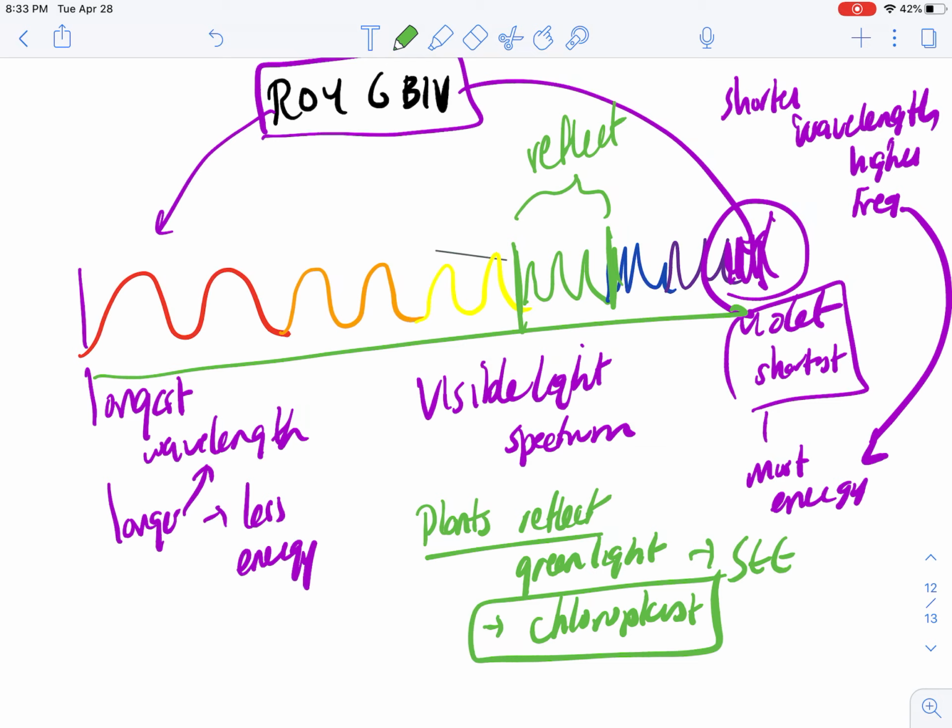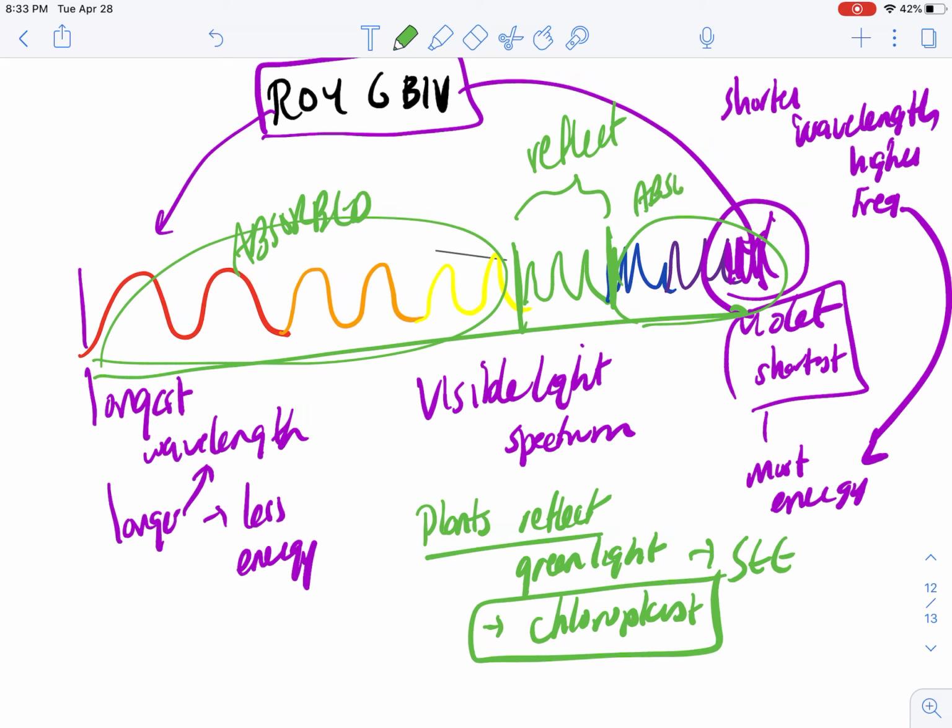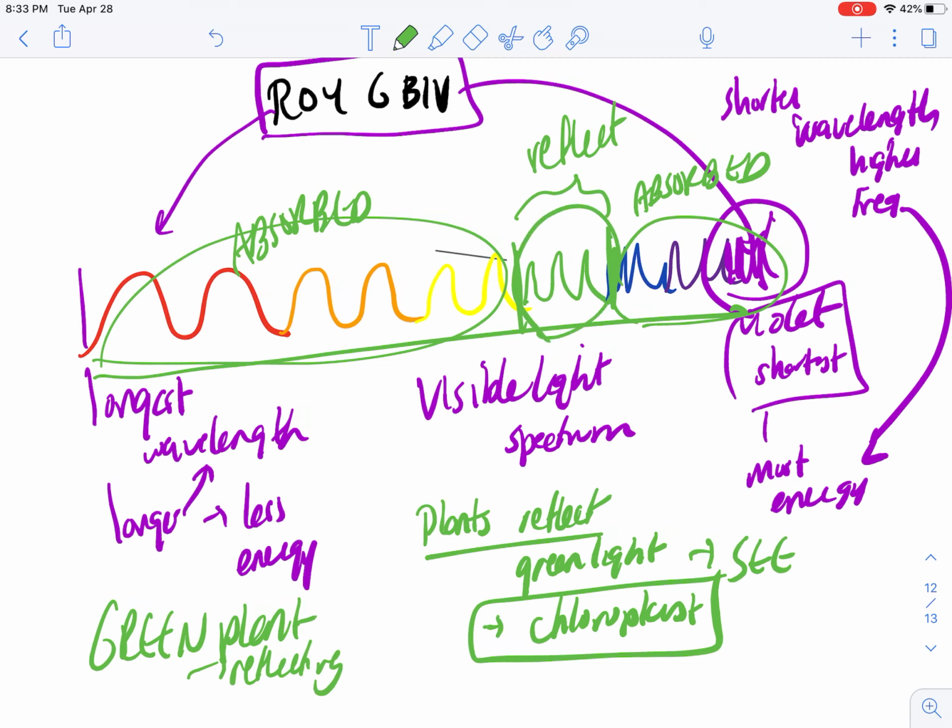If you see the color yellow on somebody's shirt, it's because their shirt is reflecting yellow. If it's reflecting yellow, what's happening to the rest of the spectrum? The rest of the spectrum is being absorbed. So a green plant looks green because it's reflecting the green part of the visible light spectrum, but it's absorbing red, orange, yellow, blue, indigo, violet. It's absorbing all the rest of the spectrum.